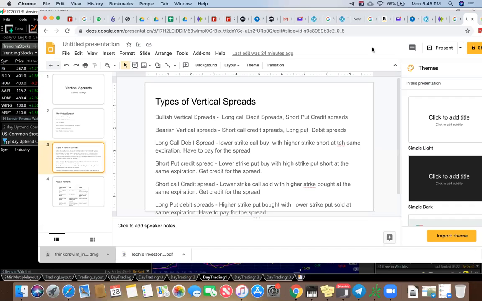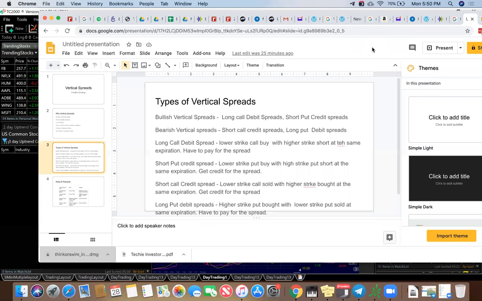The long put debit spread is a higher strike put bought with a lower strike put sold. Now, I wanted to tell you one thing, guys. Let's take the case of Apple again, 110 to 120. You're saying that this stock will go below 120. At that time, you can buy the 120 puts, and then you sell the 110 puts. That means you're betting for that $10 move.